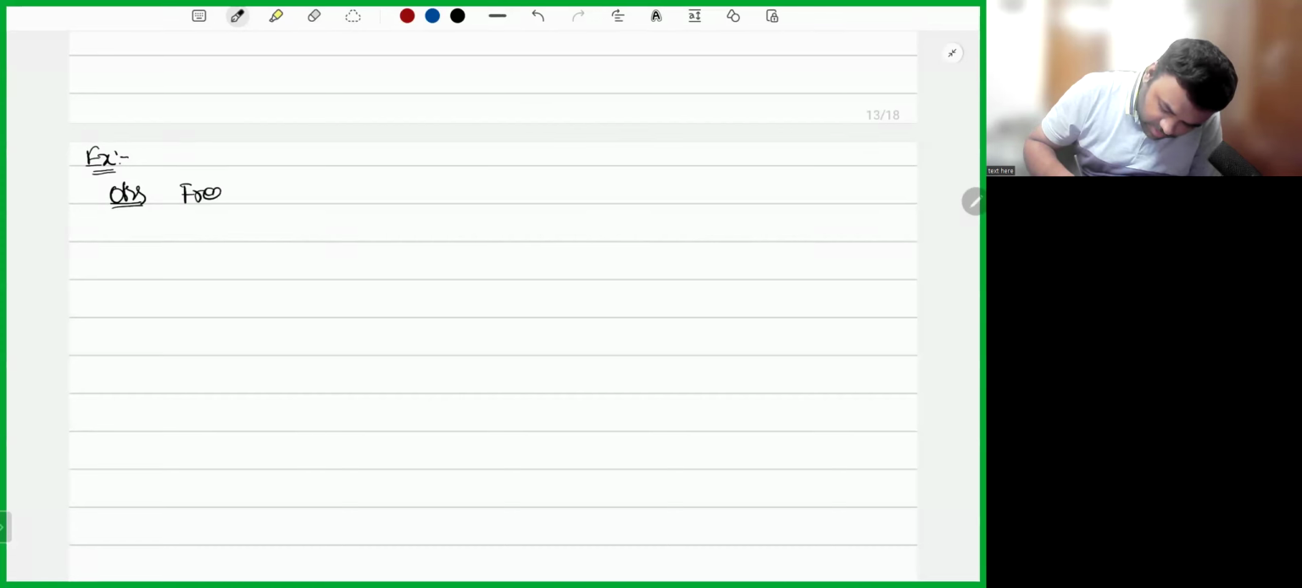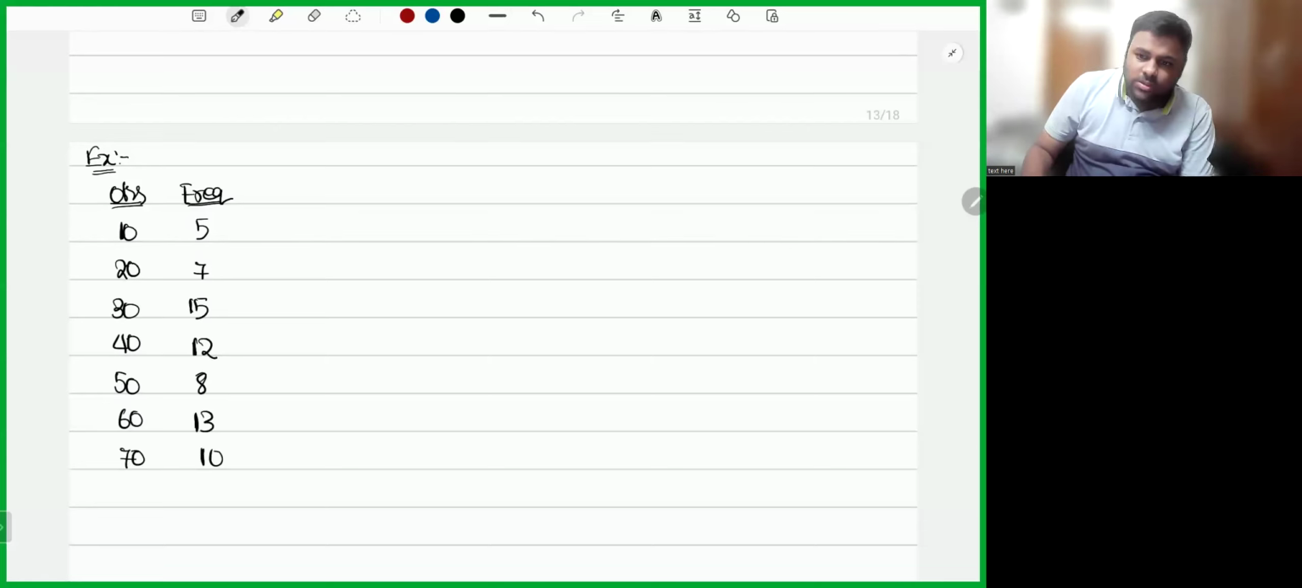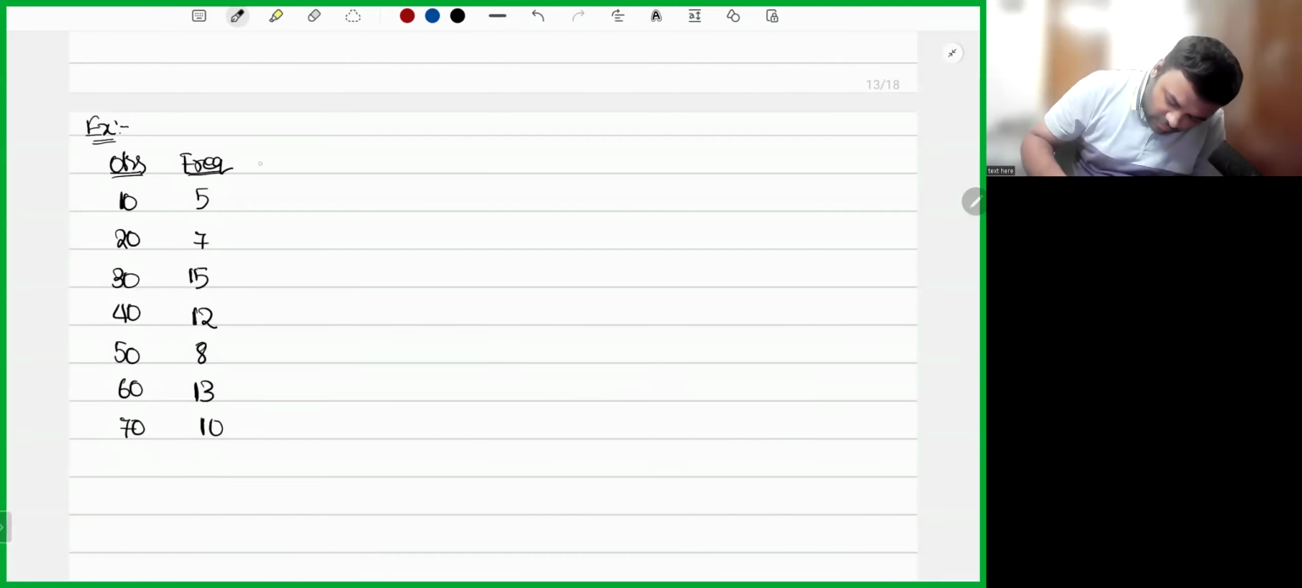Frequency is given. Observations are given as 10, 20, 30, 40, 50, 60, 70. Frequency is given as 5, 7, 15, 12, 8, 13, 10. Now, since we are doing partition values, we are supposed to calculate LCF.